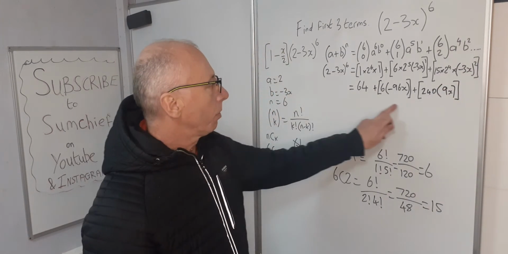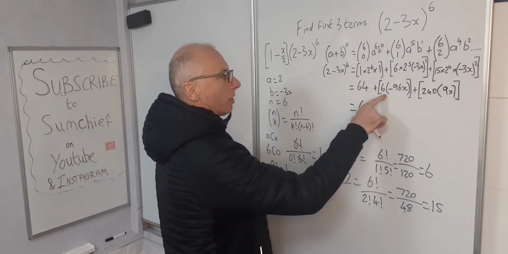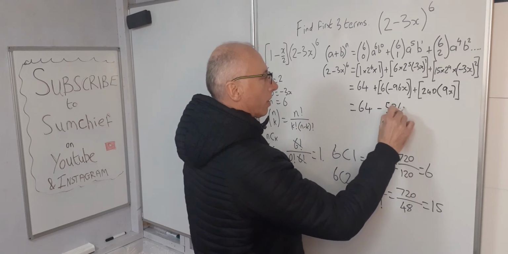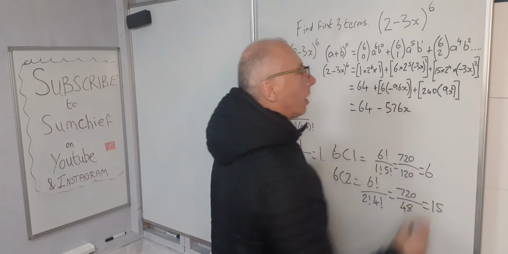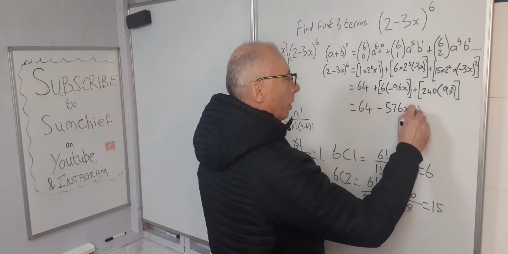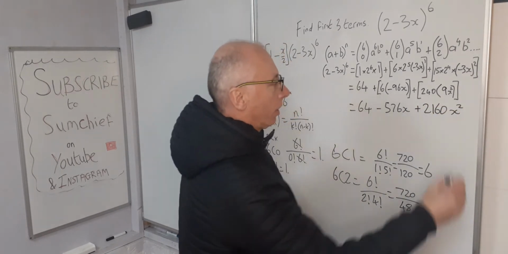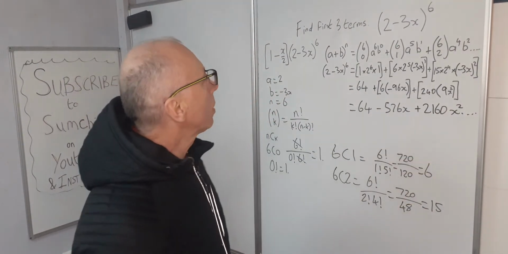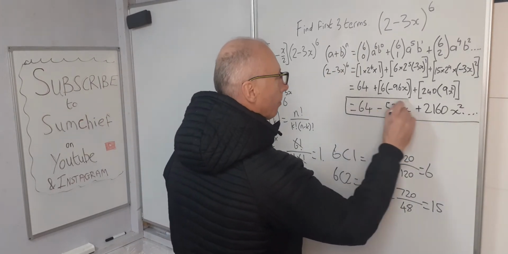Okay, so we can put all these down now. 64. 6 times minus 96x is minus 576x. And don't forget the squared. Plus 240 times 9x squared is plus 2160x squared. Obviously this will just keep going on and on. So that is our first three terms, the first part of our answer.